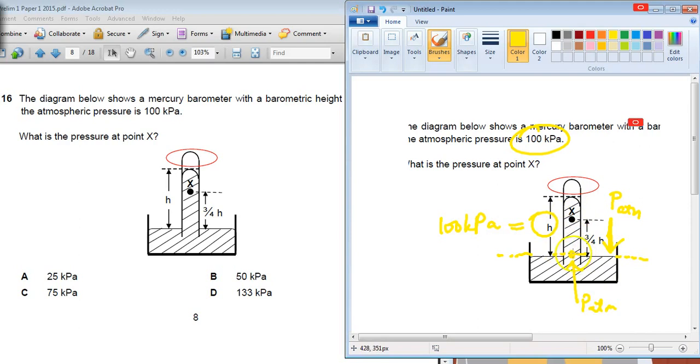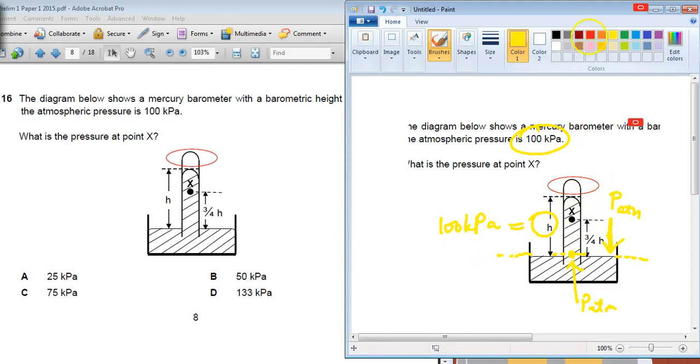On the other hand, this P atmosphere is also pressed by this column of mercury, and this column of mercury is represented by the height H. Go and read your textbook. The pressure caused by the column H will be equal to 100 kPa.